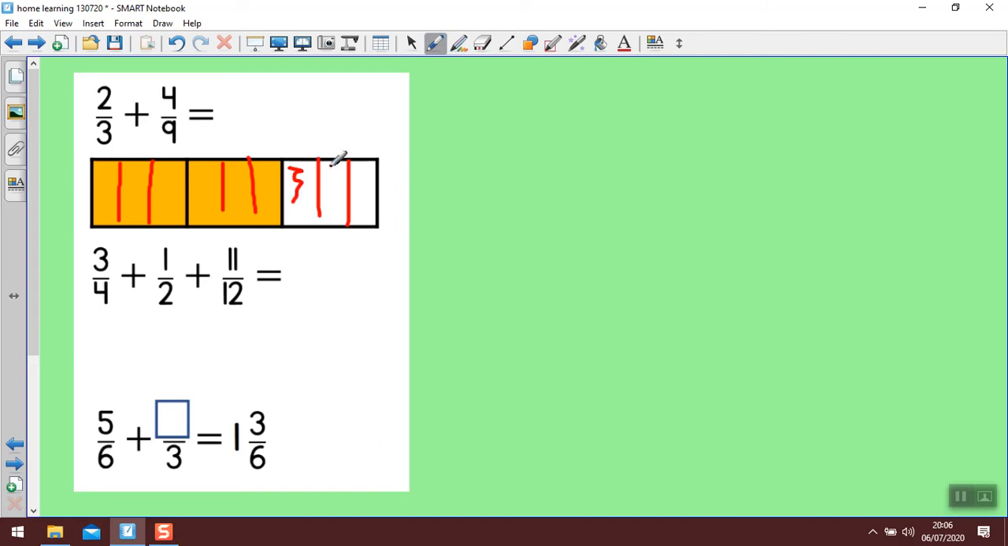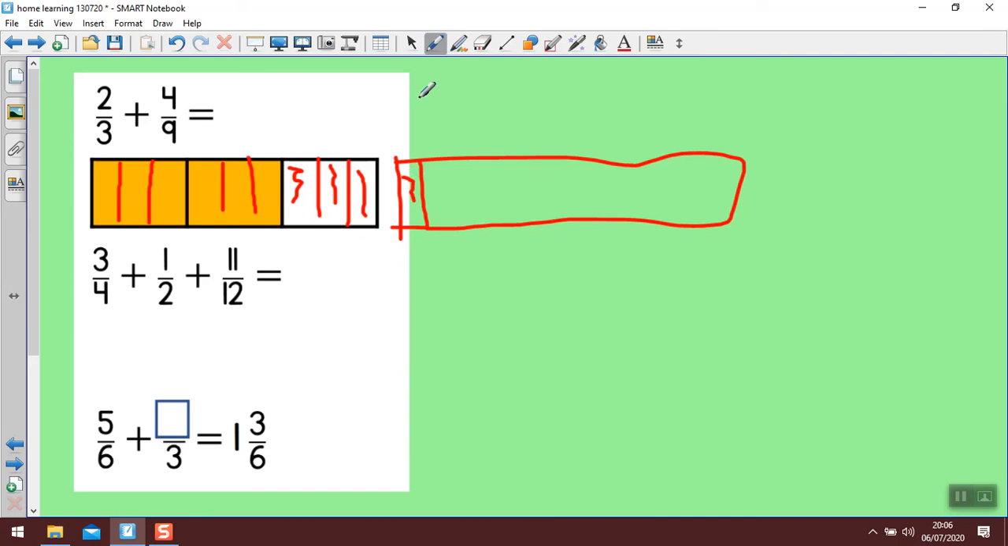So 1, 2, 3, and look, I've run out of room, so we need to have another bar that's split into ninths. I need 1 more ninth coloured in. So that's 9/9 plus 1 more ninth, and that's the same as 10/9. 10/9, that's greater than 1 because 9/9 is the same as 1. What is 10 divided by 9? How many 9s go into 10? It's 1 and 1 left over. So it's 1 and 1/9.